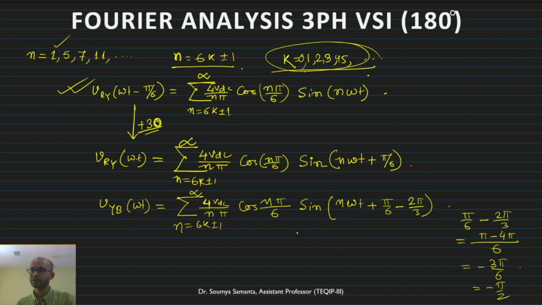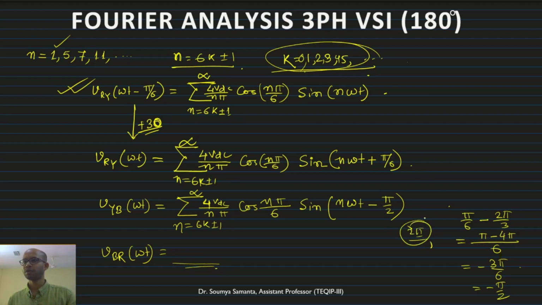So what will be the expression? I am just erasing this part and writing the final expression here. You have seen how I have done it. It is minus pi by 2. Similarly, you can find out Vbr of omega t. I am leaving this part for you to calculate. Shift by 2 pi by 3 here also, and then you will get the final expression. So this is the line voltage waveform analysis.